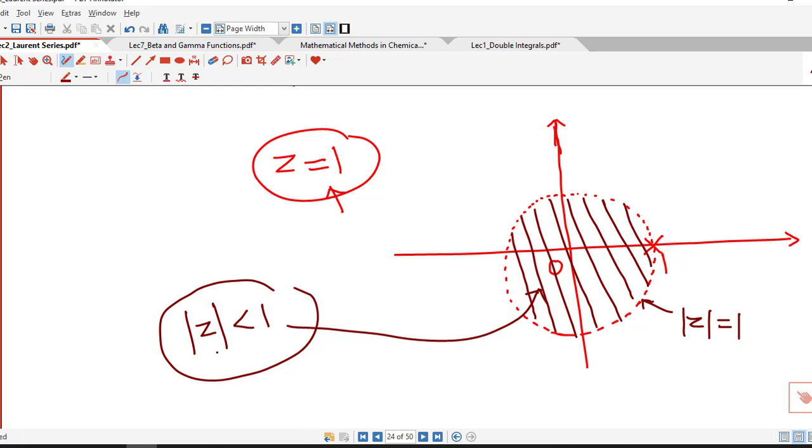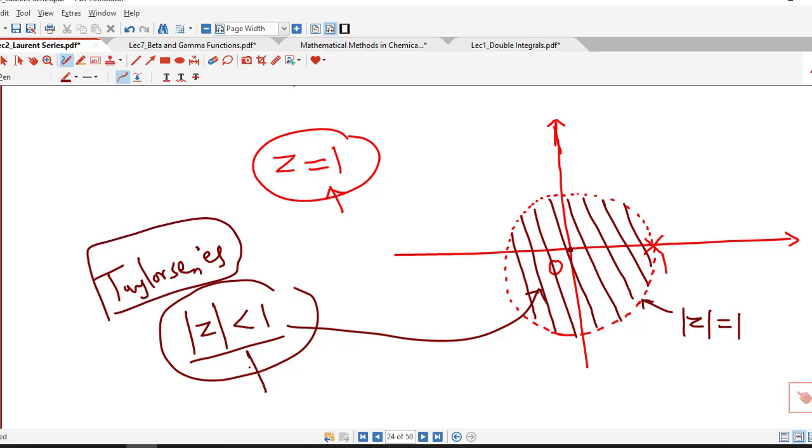And we know that if our function is analytic in the open disk, then we can represent it by a Taylor series. So here the function is analytic in the open disk with center z equal to 0 and radius 1. Therefore we can represent our function as a Taylor series in this open disk.